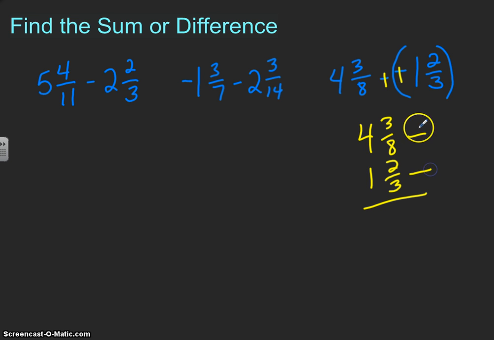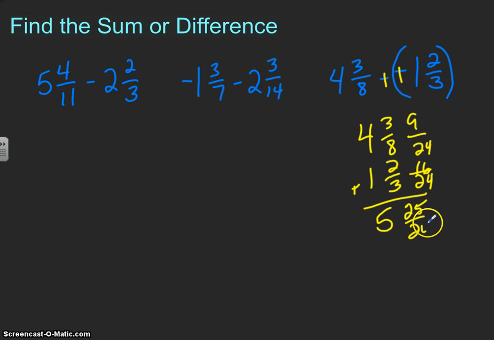So what I want to do is get a common denominator. That's going to be 24. Okay, 24. 3 into 24 is 8. 8 times 2 is 16. 8 into 24 is 3. 3 times 3 is 9. Okay, add 4 plus 1 is 5. 9 and 16, that is 25.